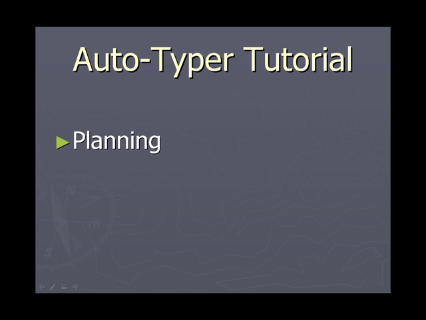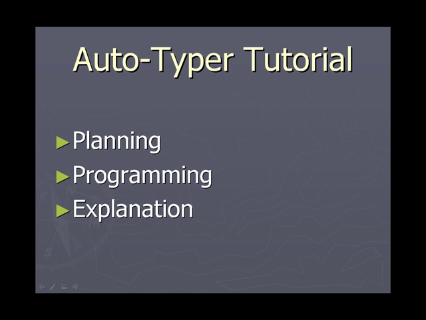This video will mainly consist of three main parts: the planning, programming, and the explanation. The planning pretty much just consists of what the goals for this autotyper are and how we'll go about achieving these goals. The programming is the actual coding for this autotyper, and the explanation is pretty much just me going over all the code, explaining to you guys what is happening.